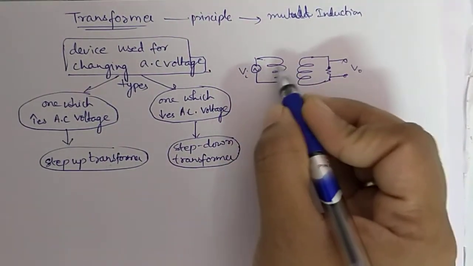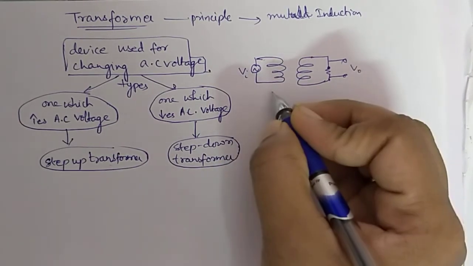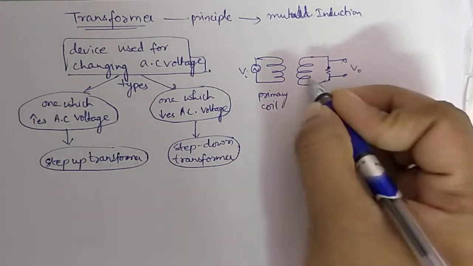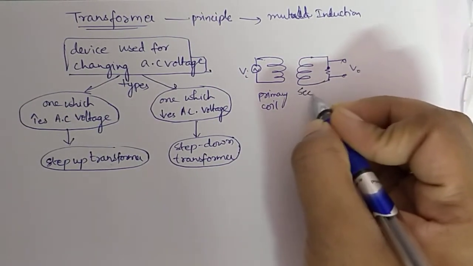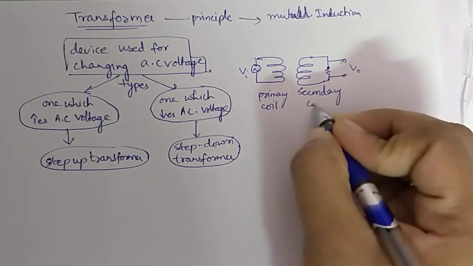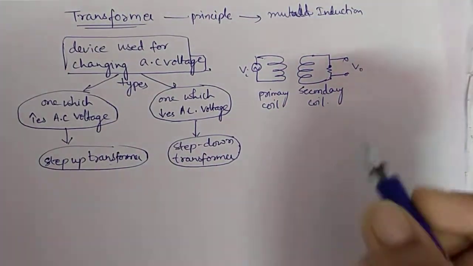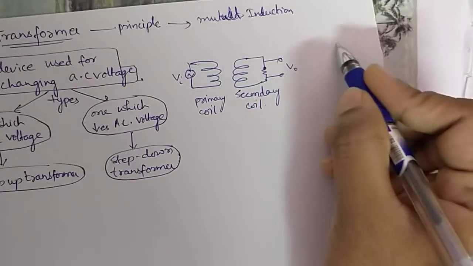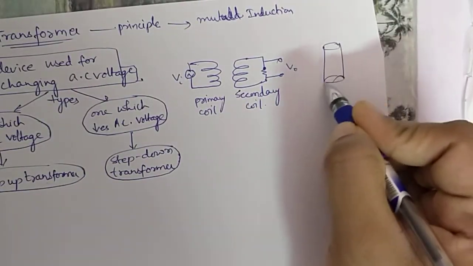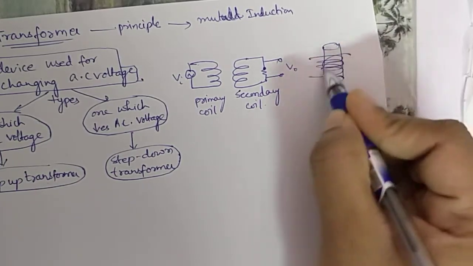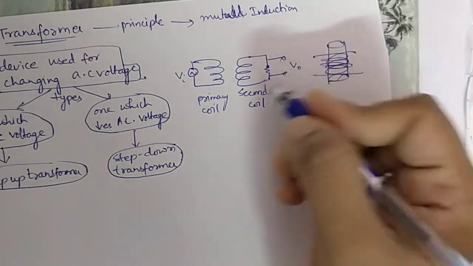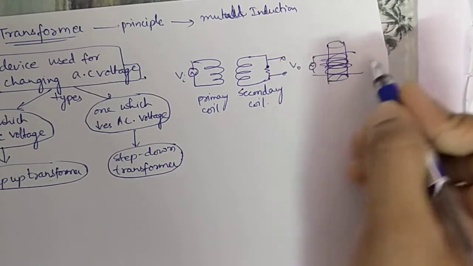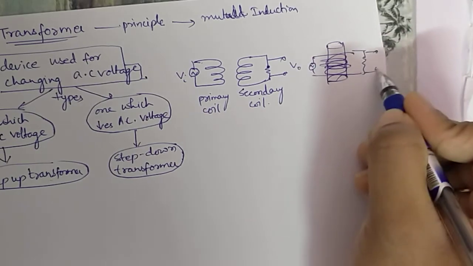The coil which has the input in it is called the primary coil, and the one through which we take output is called the secondary coil. We can have two coils kept near to each other. We can also have one insulated coil wound over the other. One coil here, another coil wound over here. So these are the two ways in which coils can be wound. Here this is your primary and this will be your secondary, from where output will be obtained.